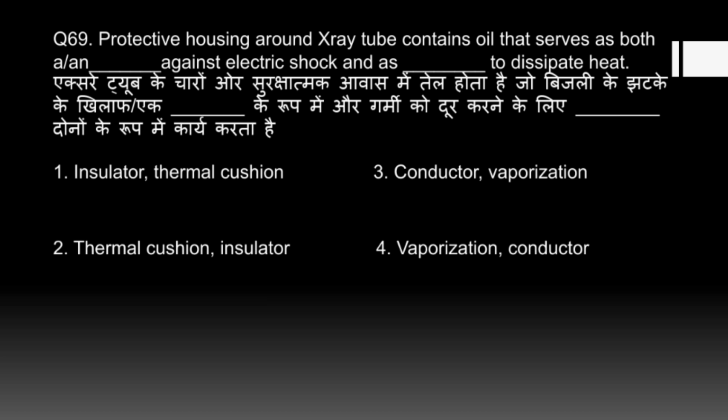Question number 69. The protective housing around the X-ray tube contains oil that serves both as a protection against electric shock and as a means to dissipate heat. So in the X-ray tube housing, the X-ray tube is submerged in oil, which basically protects it from electric shock and helps to dissipate heat. So we have to fill in the two keywords. Option 1 is insulator or thermal cushion. Option 2 is thermal cushion or insulator. Option 3 is conductor and vaporization. Option 4 is vaporization or conductor.